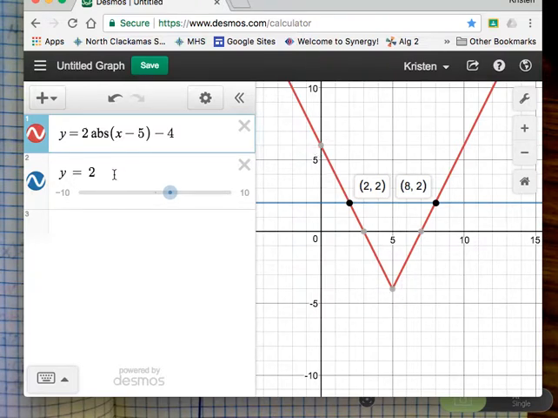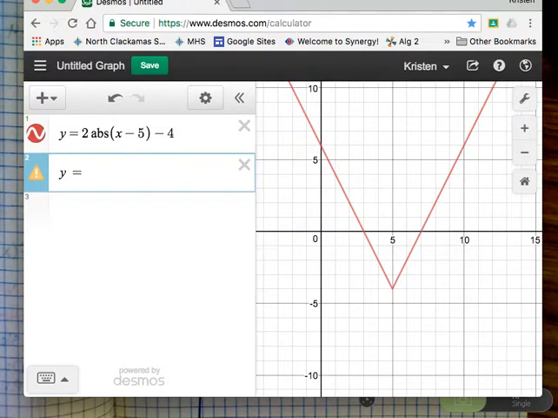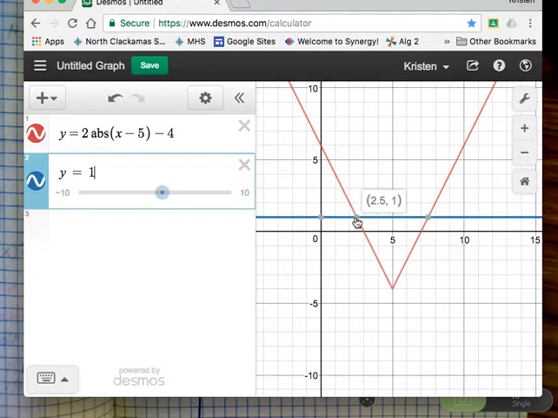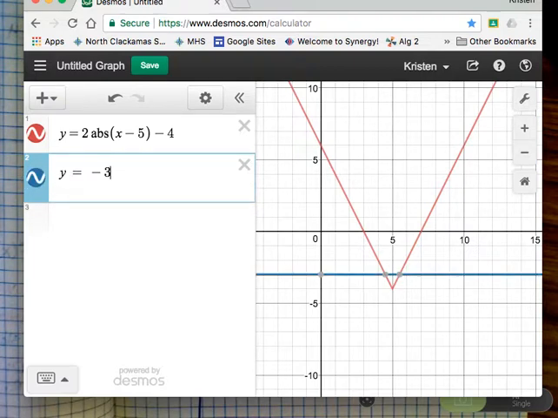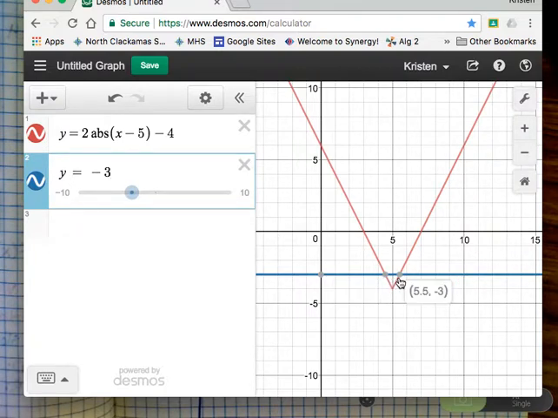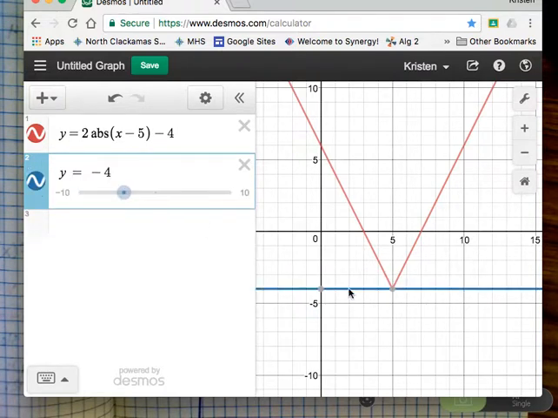While we're here, I just want to show you something. If instead of y equals 2 this was 1, you can see we'd still have two solutions. If we keep changing that a little bit, if I go to negative 3, our solutions are getting closer together. At negative 4, we have exactly one solution because we're right at the vertex of the absolute value function. And if I change this to negative 5, suddenly I have no solutions.